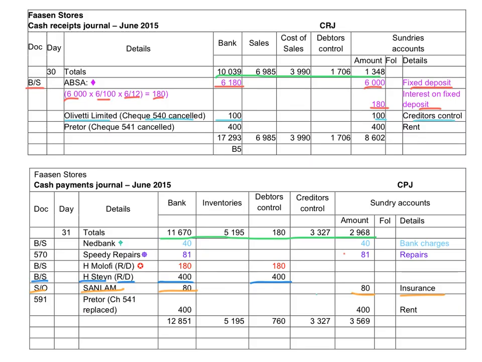So the first entry will be to cancel the old cheque. So we will show that this cheque was cancelled. So we have 400 Rand more in the bank, and we reduce the expense for rent because we have to cancel the original entry that appeared in the rent account and bank account. Then when we issue the new cheque, we will show that this new cheque replaces the old cheque, and now we take 400 out of the bank and we increase the expense for rent again with 400 Rand.